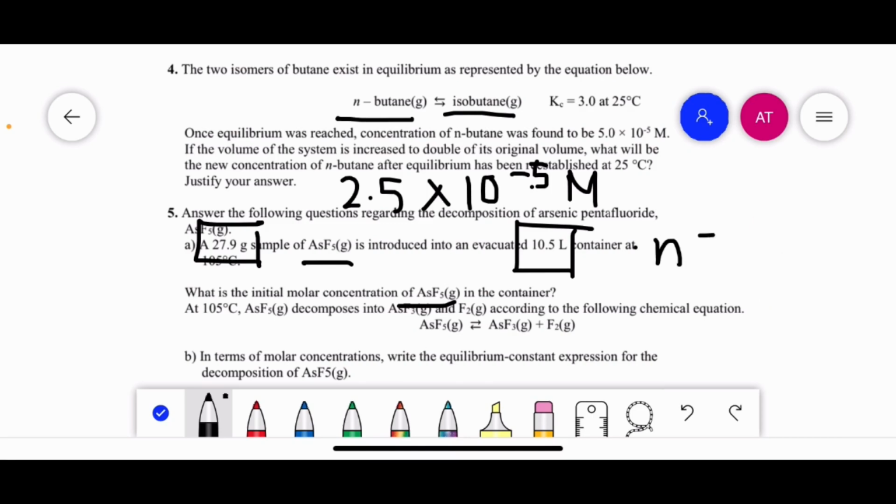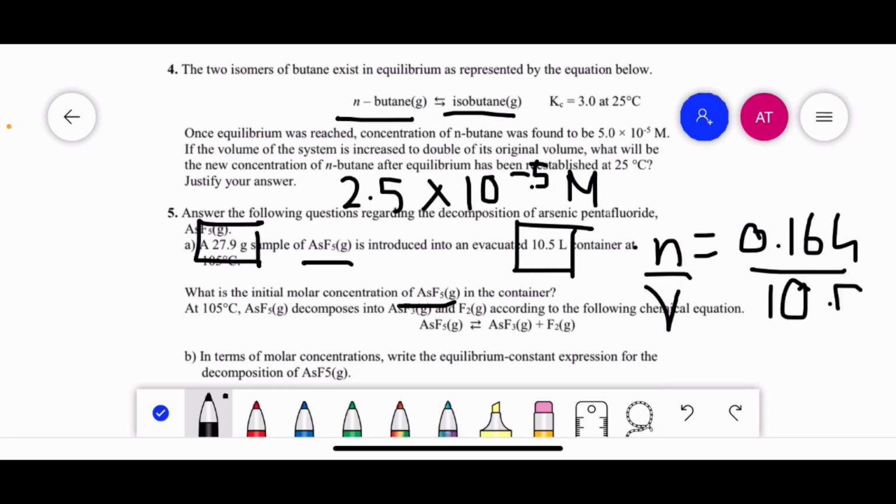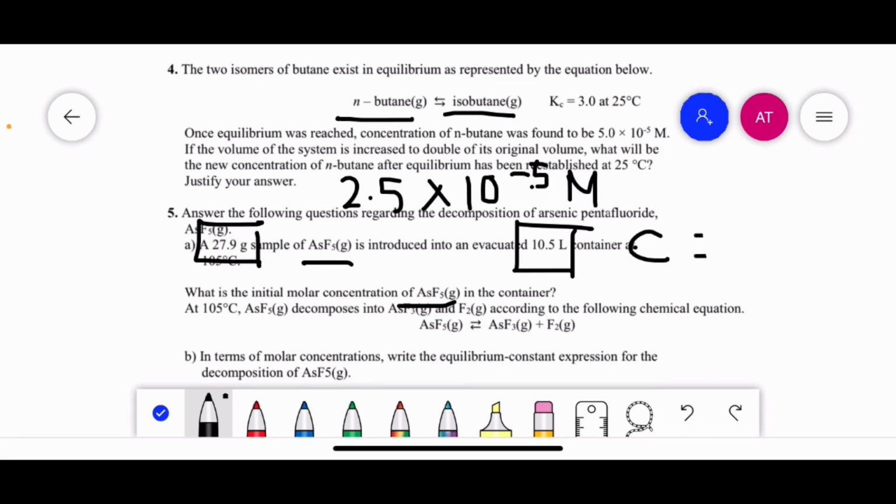If we first calculate the number of moles, we get 0.164, and then all we need to do is divide that by the volume. Concentration to be equal to 0.0156 molar.